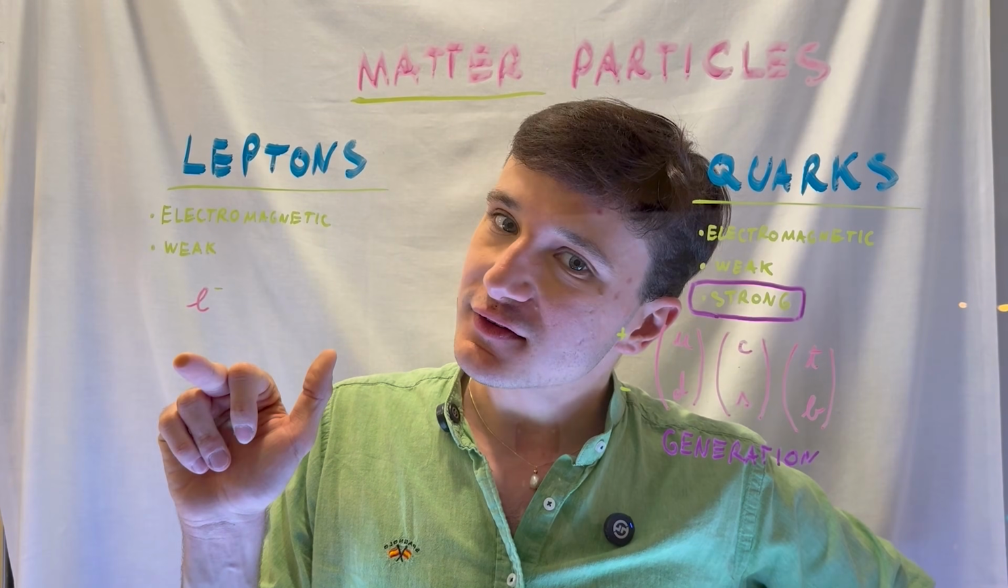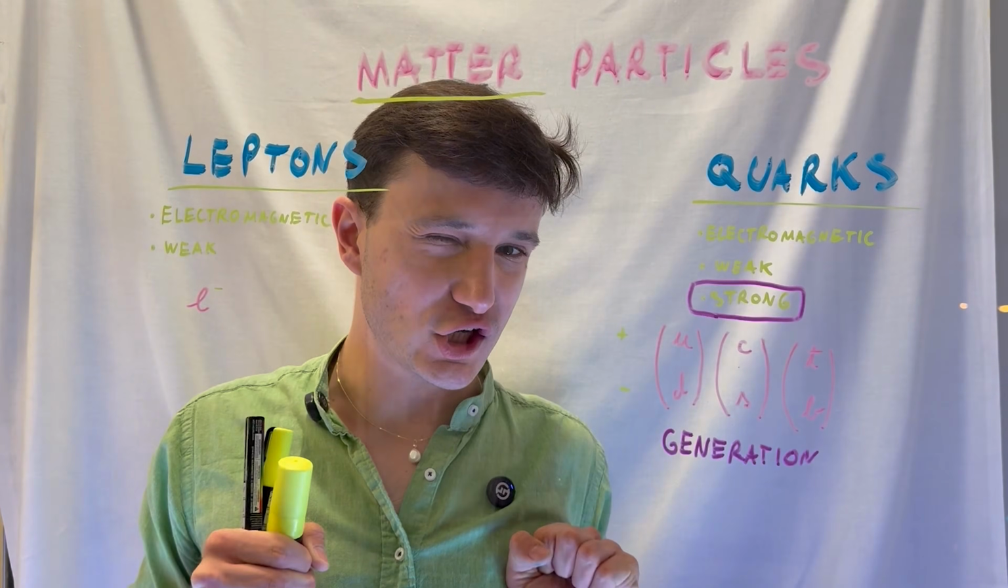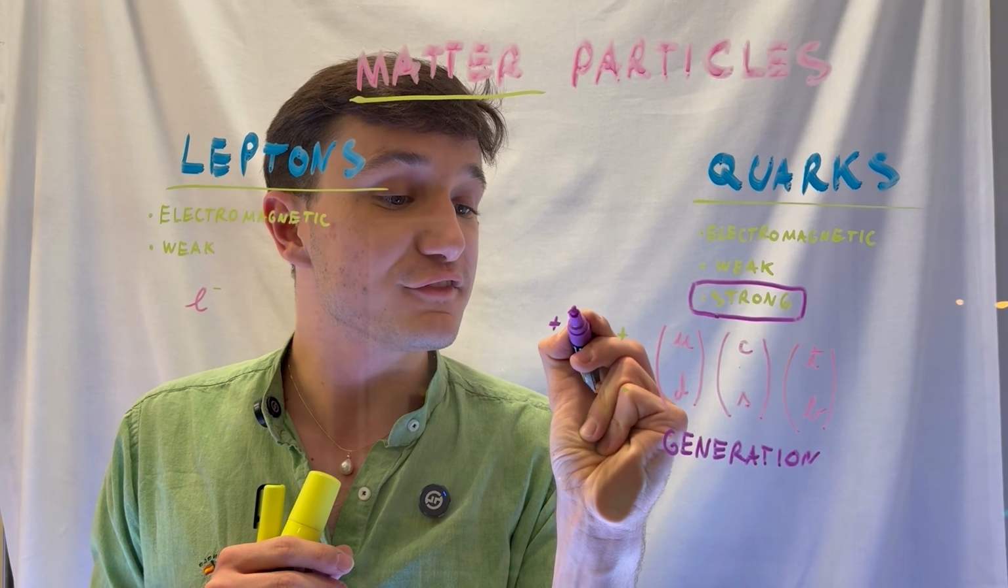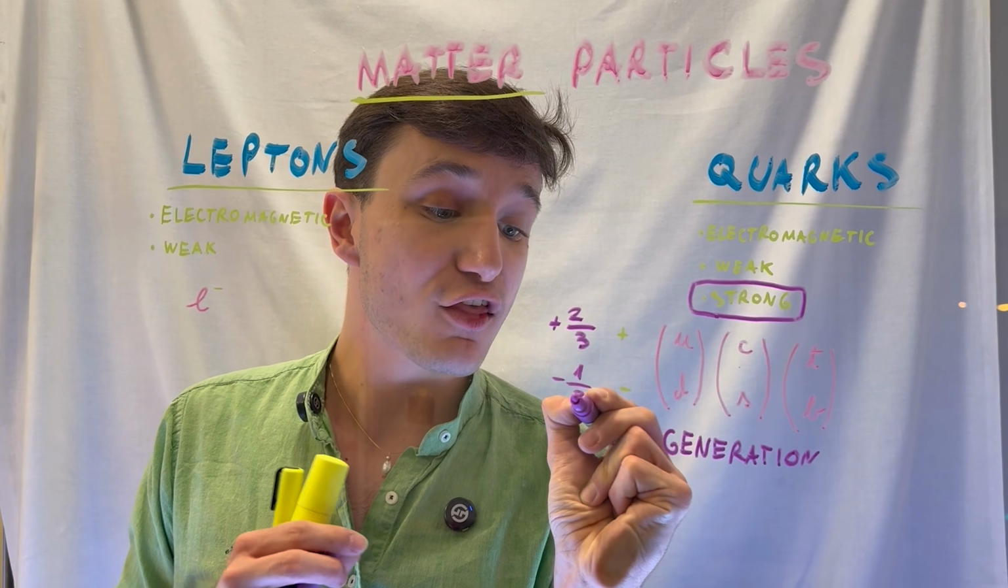Interestingly enough, leptons have charge -1, whereas quarks have fractional charge. For example, the up quark actually has positive 2/3 charge, and the down quark has negative 1/3 charge.